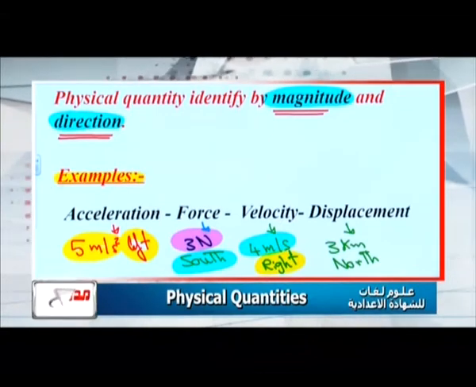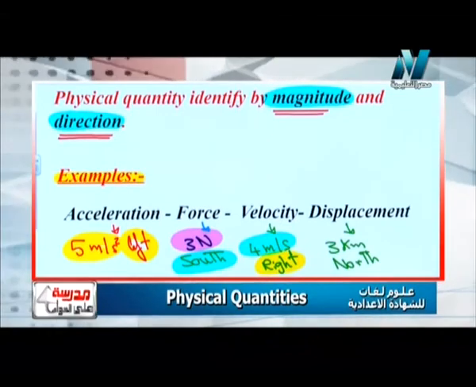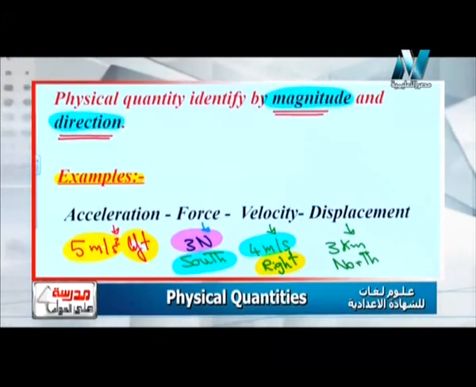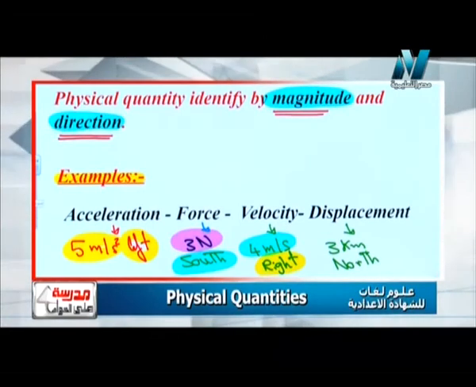So if we are asked to give a reason why acceleration is called a vector physical quantity, here we have to mention the definition of a vector physical quantity, not the definition of acceleration.